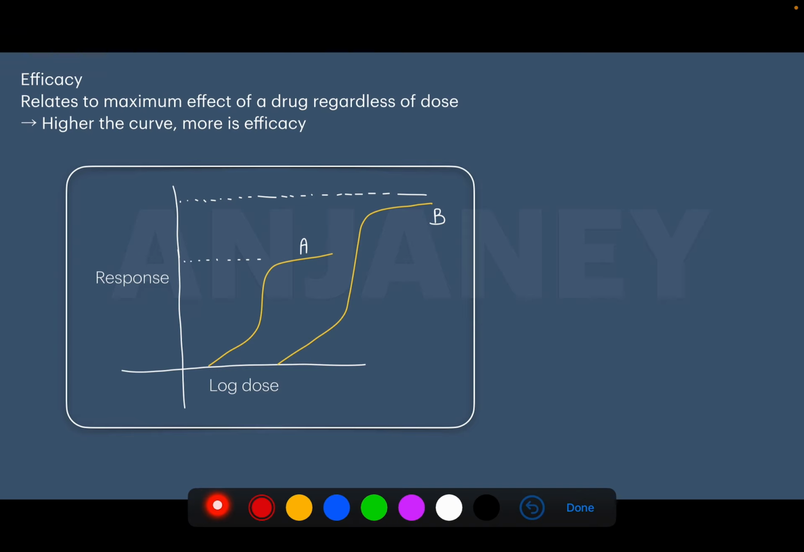Let's say B is producing this much response while A is producing less. B is taking more dose, that doesn't matter. I just want a higher response. Whichever drug is making the higher response is more efficient, or it has more efficacy. So regardless of the dose, we are seeing the efficacy.